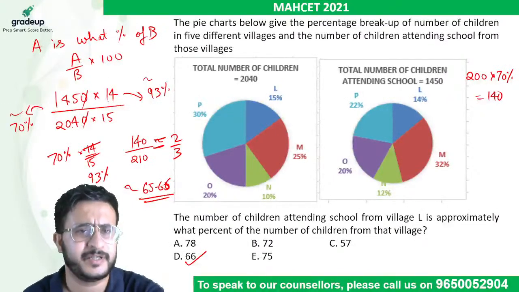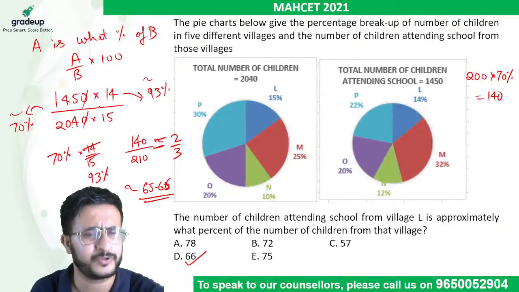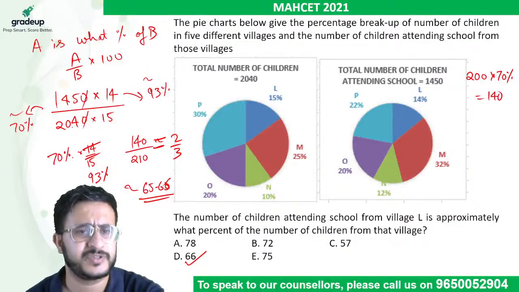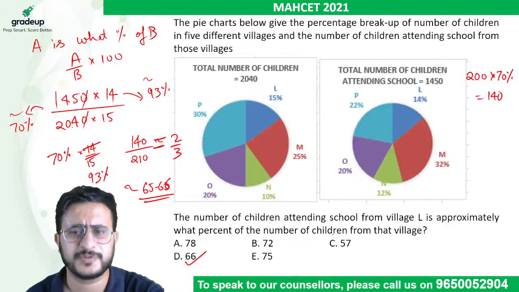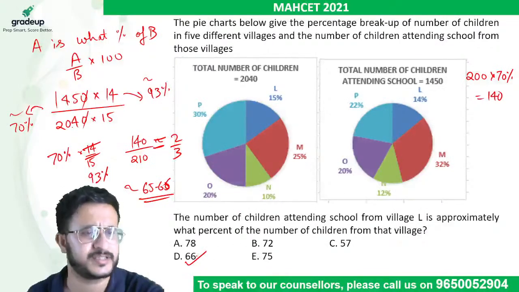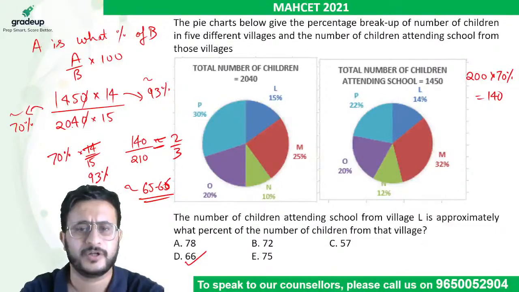This is also approximately 93%. 1% of 15 will be around 0.07, so you can take 93%. 93 into 7, what do you get? You will get somewhere around 65, 66. If you see the options, the other options are far apart. So that is why 66 will be your closest answer.